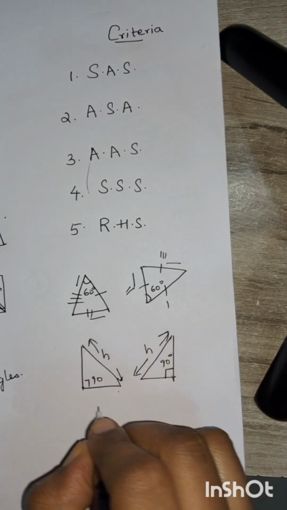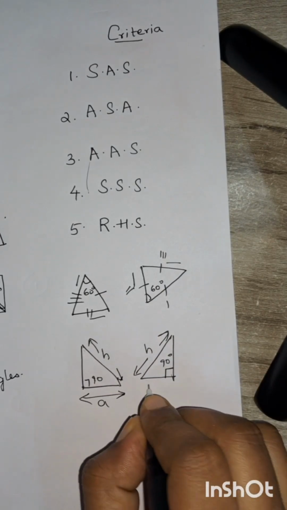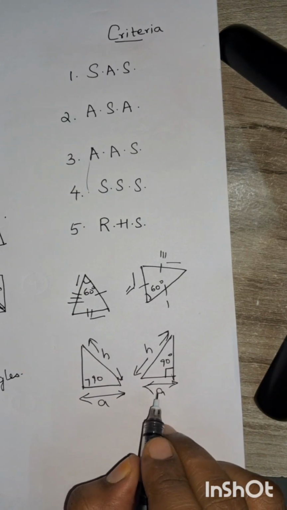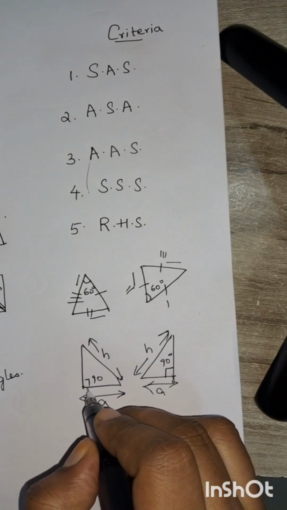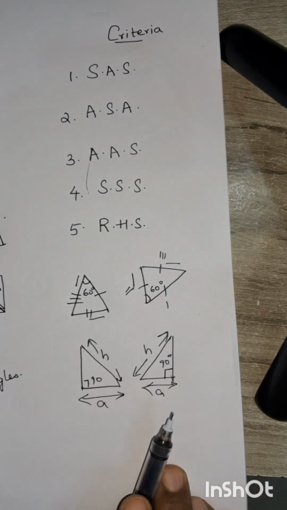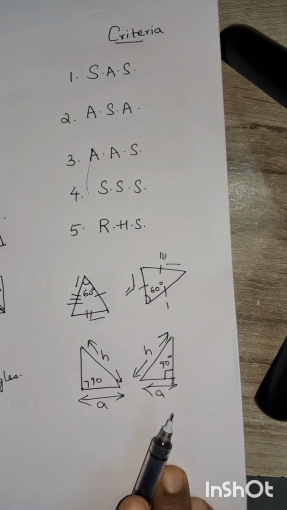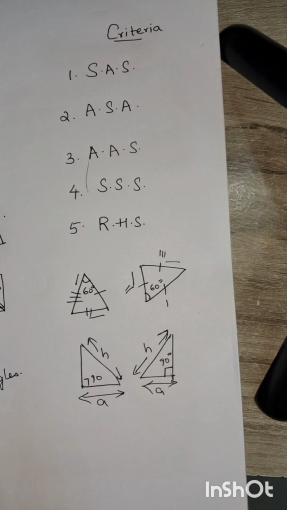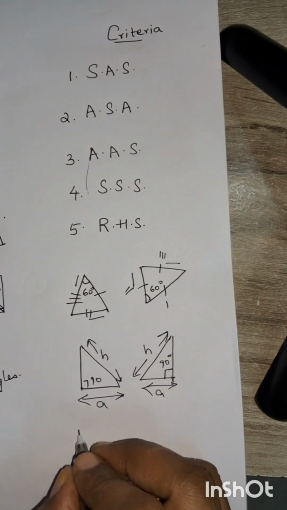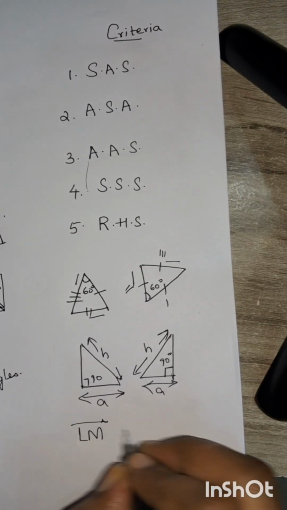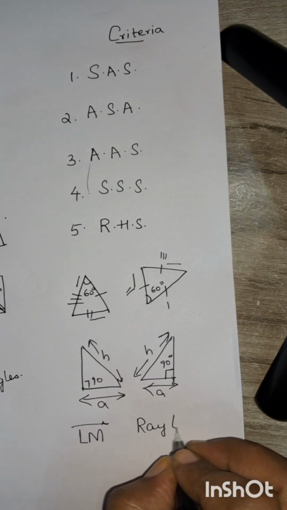If the hypotenuse and one side, whether it is the base or the opposite one, are equal to each other, at that time we can say that the two triangles are congruent. So this is the condition for the RHS congruency rule. SAS, ASA, AAS, SSS, RHS. So these are the 5 criteria. If it is fulfilling the rules, at the time we can say that the two triangles are congruent to each other.